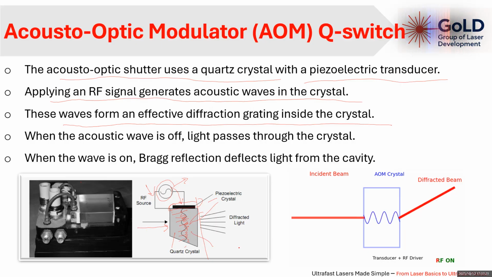If it is off, then this quartz crystal is like a transparent material for the light, and light can easily pass through. This is the simplest way to explain what an acousto-optic device is.